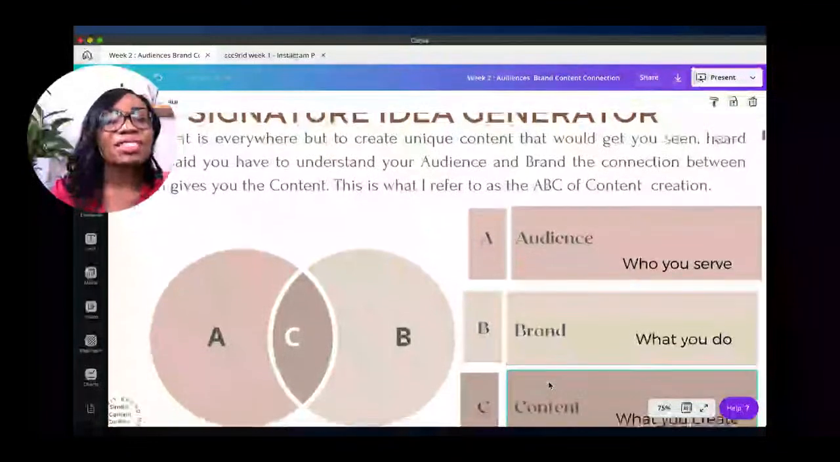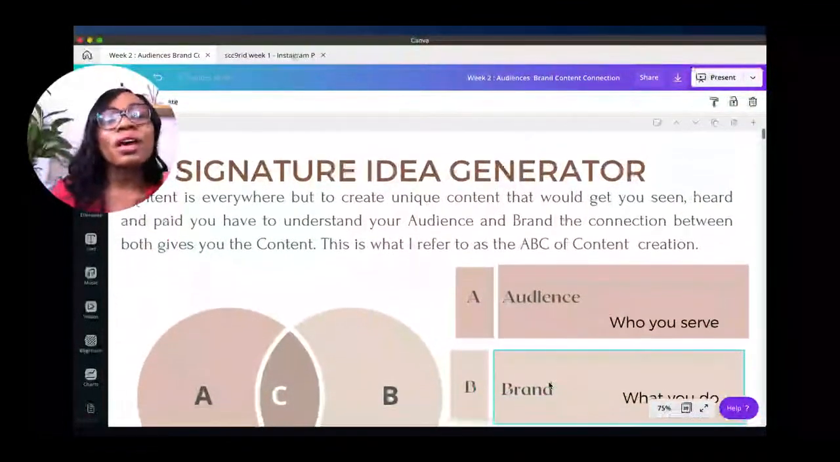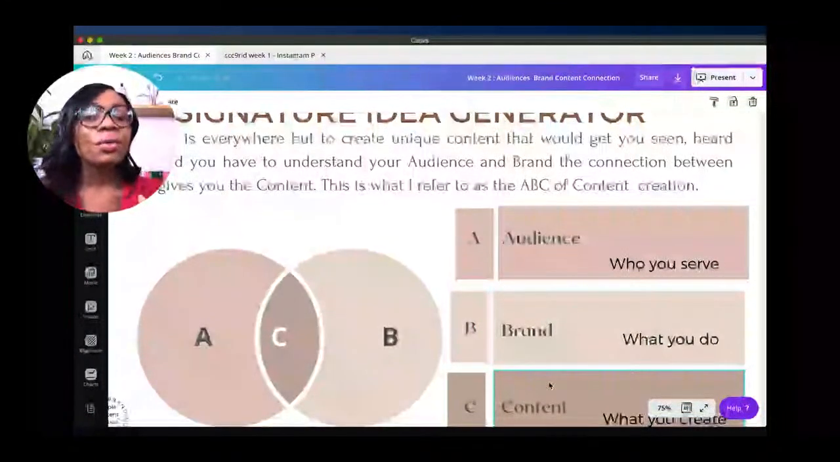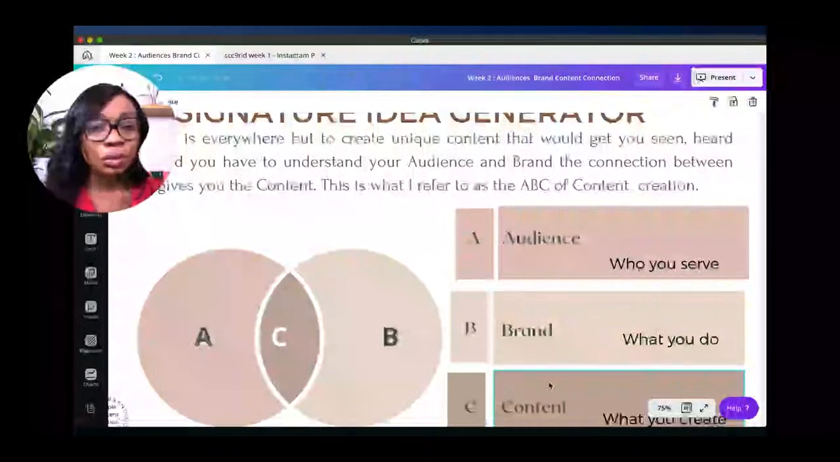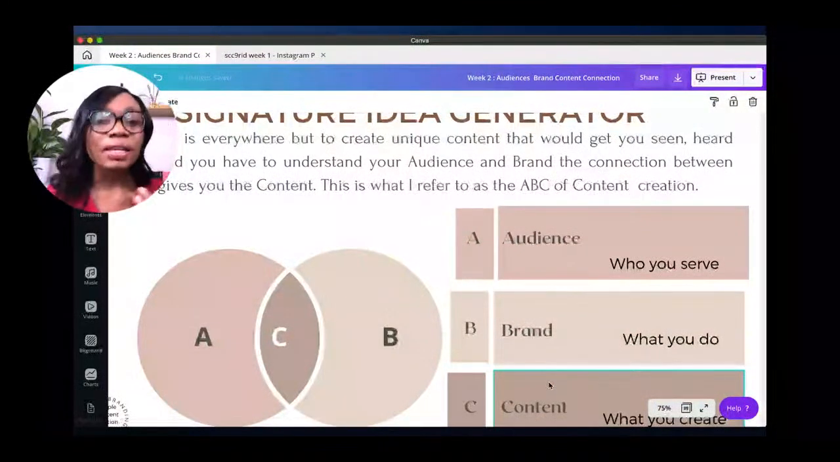So I've tagged this the signature content generator because we are looking at ideas of content that you can create. I've mentioned your audience, who you serve, your brand, what you do, that's who you are, and the content is what you create to help them.